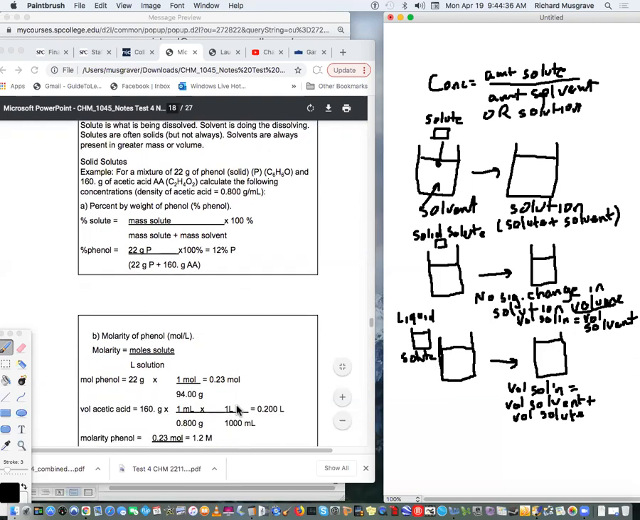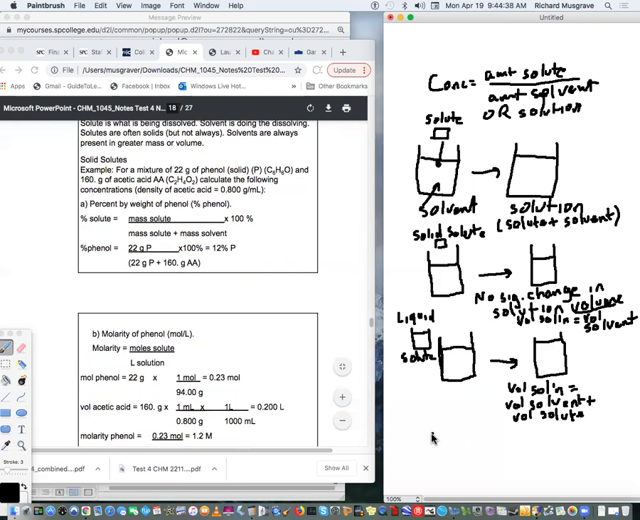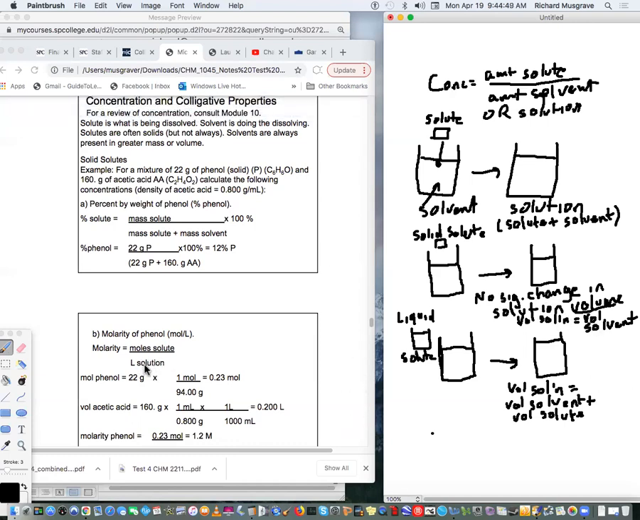Okay. This next part is a little tricky. It's about getting the volume of the acetic acid. As I said, since it's a solid solute, the volume of the solution is the volume of the solvent, and what we're looking for here specifically is liters of solution. What we need to do here is figure out a volume of acetic acid, but what we have is the mass. The other thing we're given in the problem is a density of acetic acid, and I've given it here as 0.800 grams per mL.